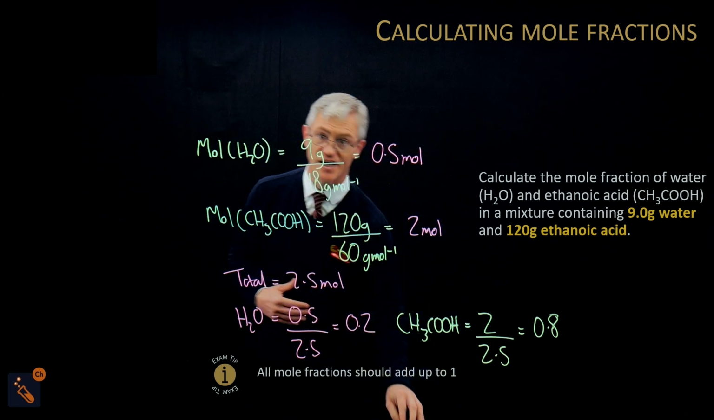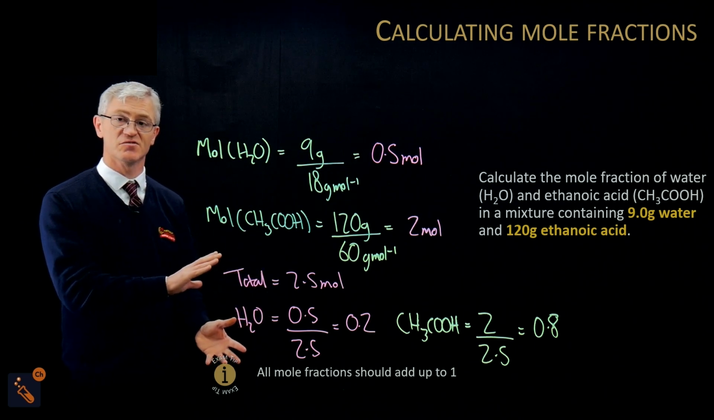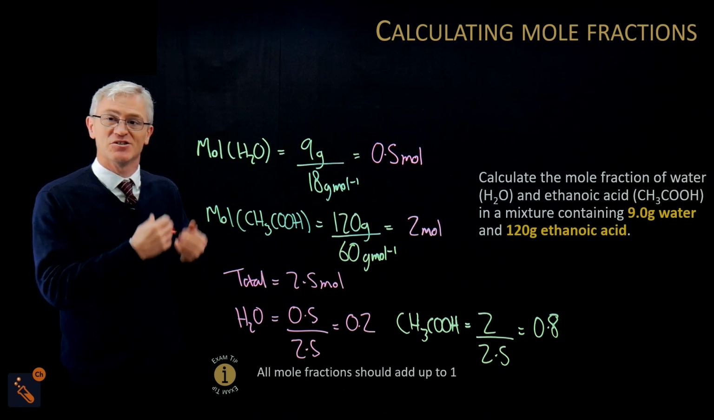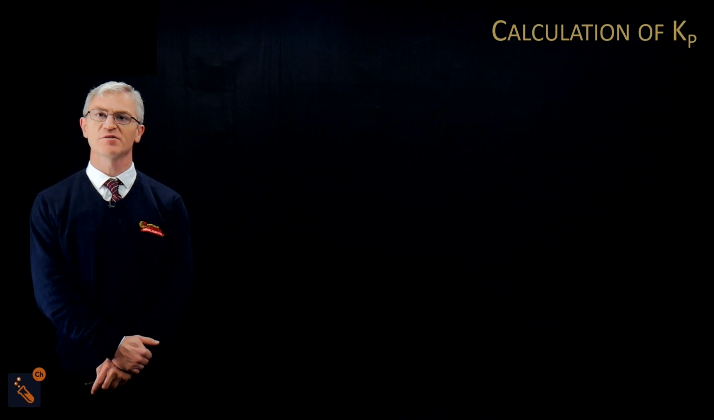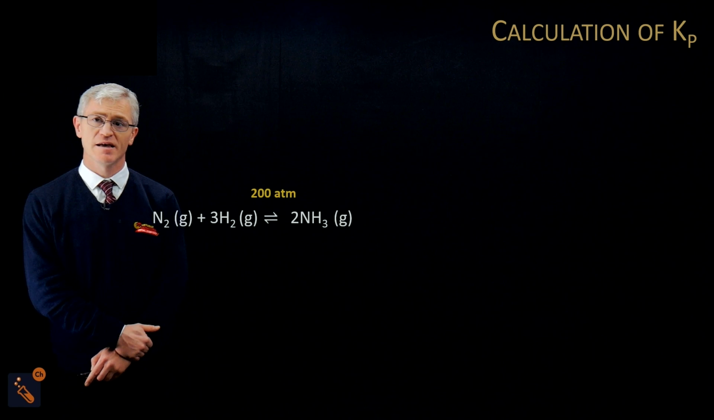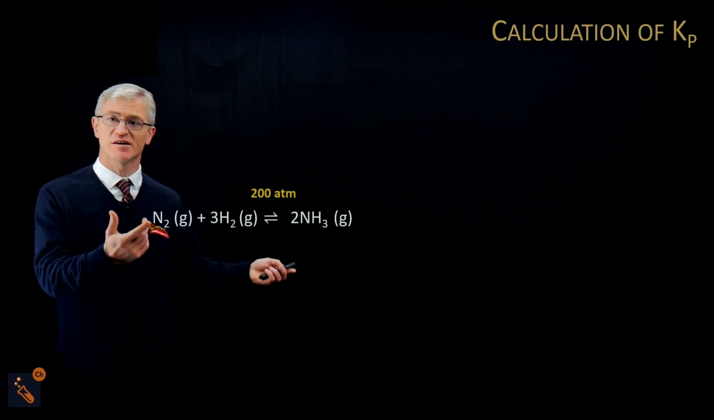0.8. So basically we have our mole fractions of these different components. Now what we're going to do is take it into a calculation of Kp and try and use these mole fractions. We're now going to move on to calculating Kp, and we're going to use the Haber process. And we can see they're all in the same state and they're all gases, so we can do Kp. And the question will ask you to calculate Kp anyway.